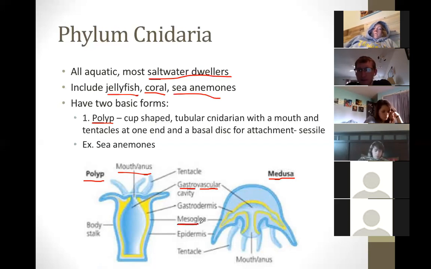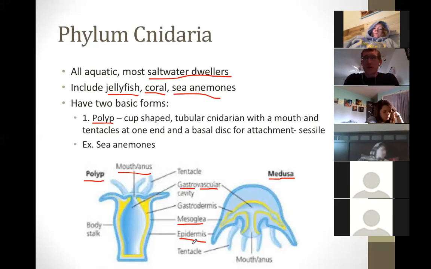These guys have a mesoglea. It's a lot like the mesenchyme of the sponges that we just talked about. And that's basically their middle body tissues, essentially, where all the food they digest is going to go and where waste is generated. Epidermis is the same here. We're still going to have that same term for the skin. And then you guys are familiar with what tentacles are, so that's not a surprise there.